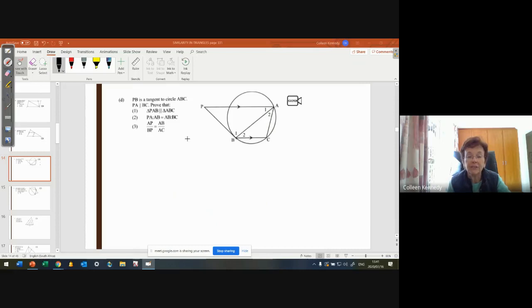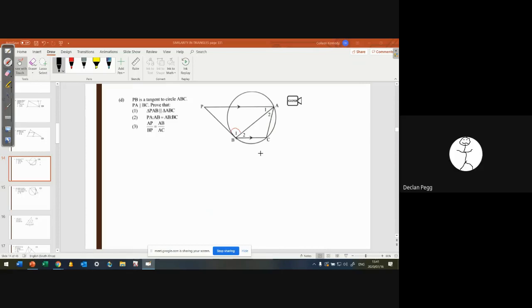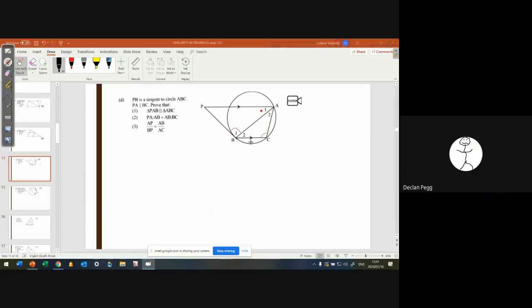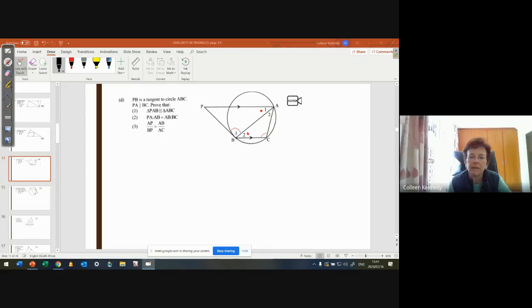Okay, PB is a tangent. So if you just stop for a moment at that circle, what does B1 equal? What does this angle equal? Angle C, ma'am. Angle C, okay. B1 equals angle C, tan chord theorem. All right. We've also got parallel lines. So what does this angle equal, that one there? What does A1 equal? B2. B2, okay.